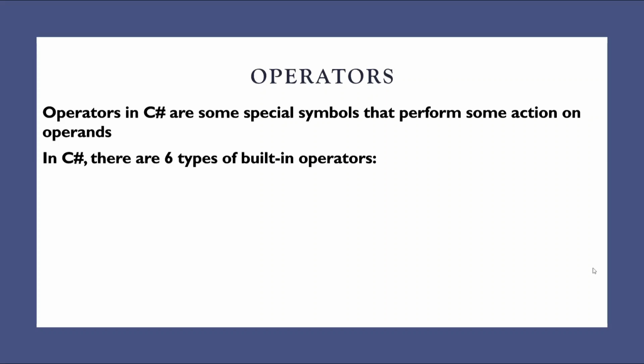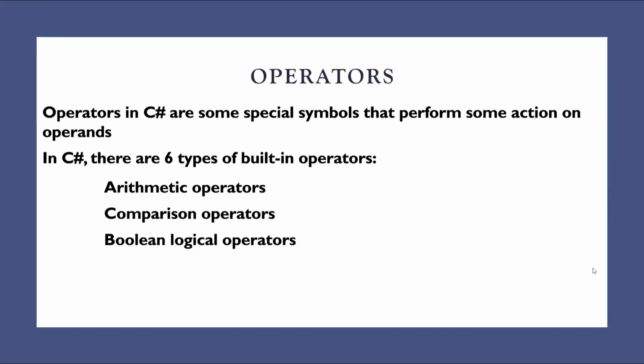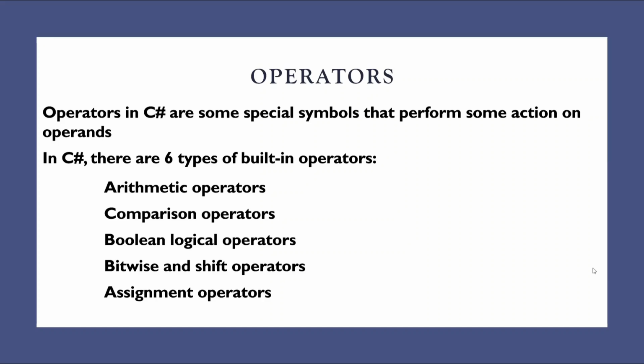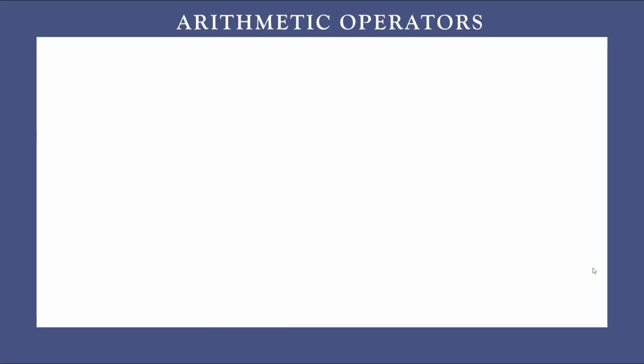So in C Sharp, there are 6 types of built-in operators. They are arithmetic operators, comparison operators, which are also called relational operators, Boolean logical operators, bitwise and shift operators, and assignment operators, and we will also have some other operators named miscellaneous operators, which include the ternary operator. In this lecture, we will be understanding in detail about the arithmetic operators.